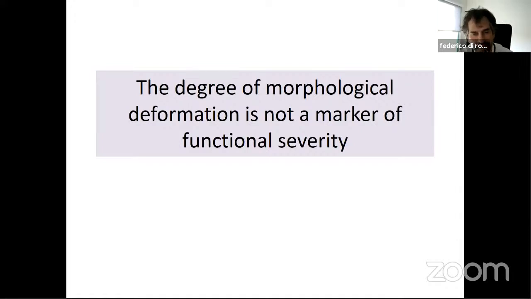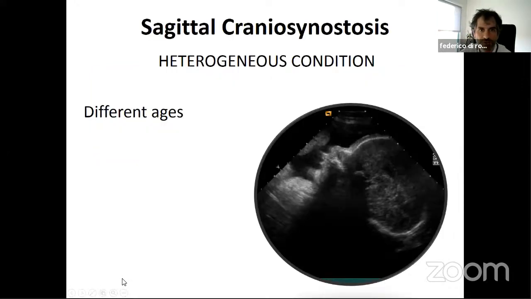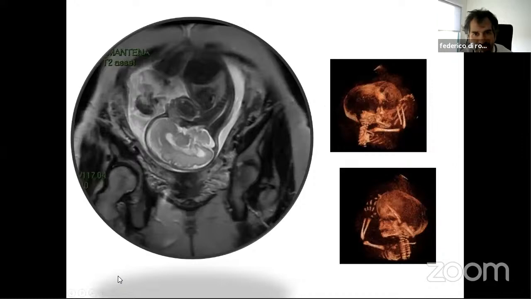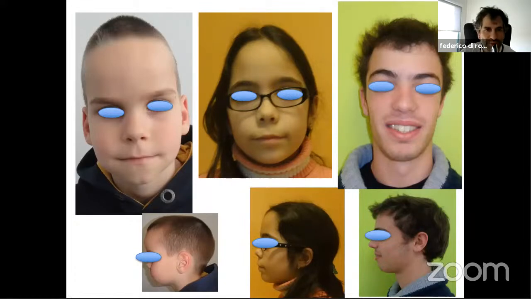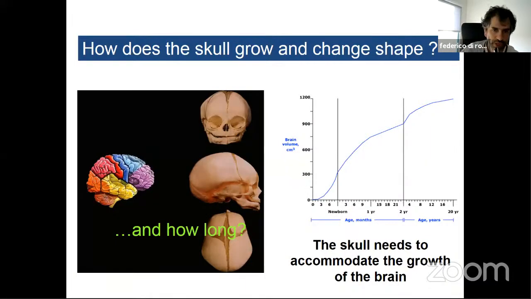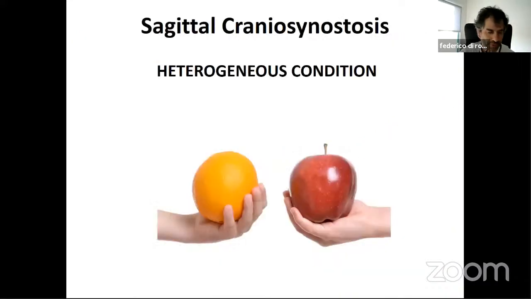And this, again, underlines the lack of markers we have, because we function with the cranial index, which is a very poor index, and there is no correlation between this index and the severity of the deformation. So sagittal synostosis is also heterogeneous because of the different ages of the children that we see. We can have a child with an antenatal diagnosis. We can have children of different ages that come to our clinic, with different risks for the brain, different stages of development of the brain, with different consequences from the cognitive point of view. So as you've seen, it's a very heterogeneous condition.